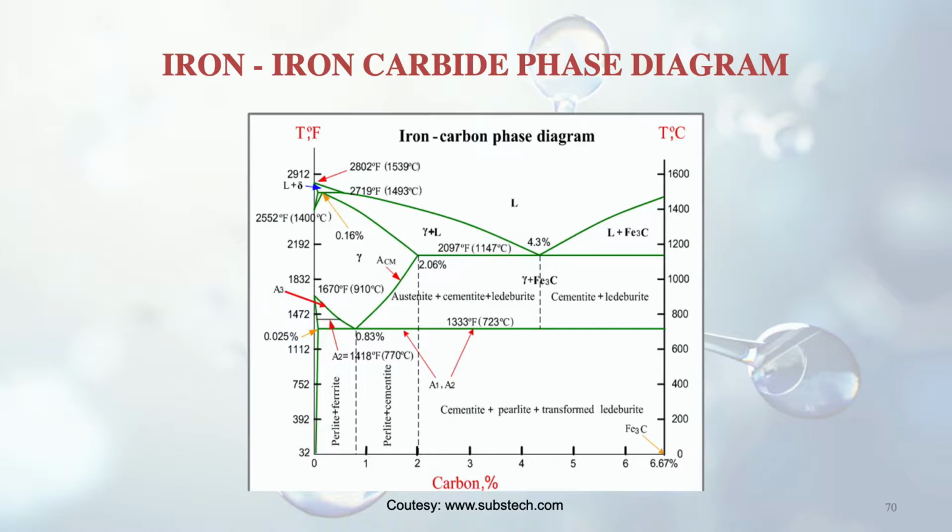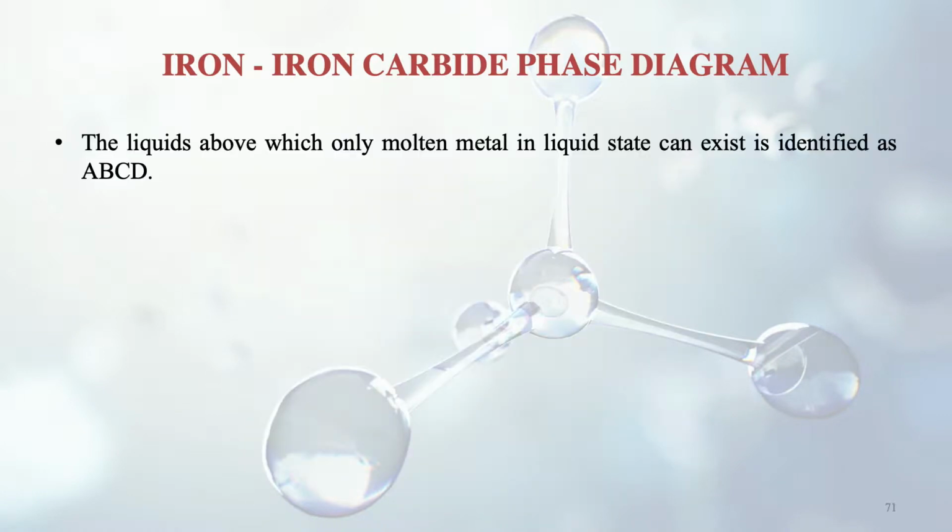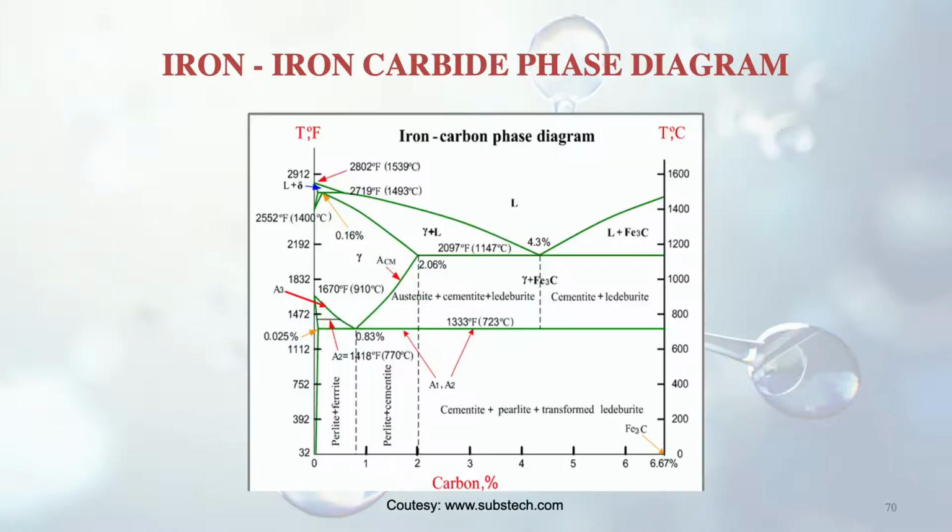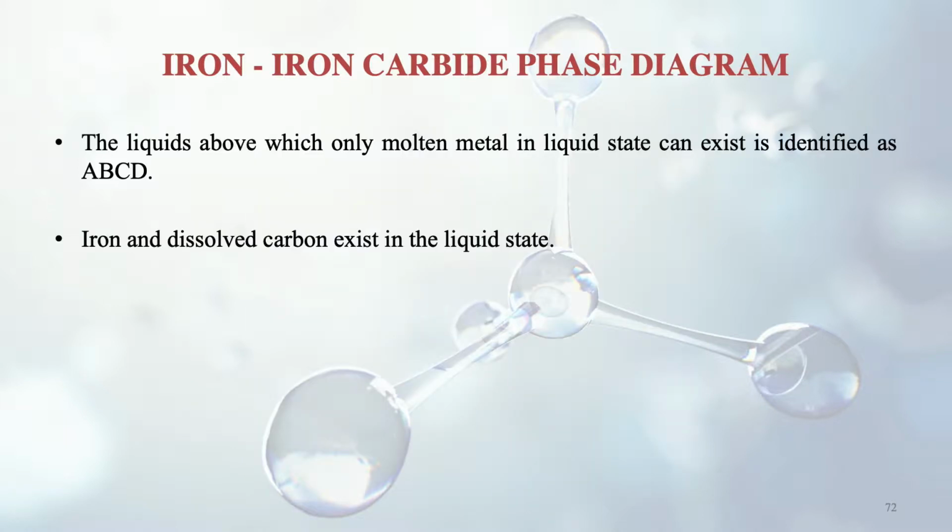So here in the diagram, you can see the liquidus, above which only molten metal in liquid state can exist, is identified as A, B, C, D. So in the curve you can see a portion A, B, C, D. Above this there is only liquid, no solid portion. You have to see carefully in the curve or graph. Iron and dissolved carbon exist in the liquid state. So what are the constituents in this liquid state?